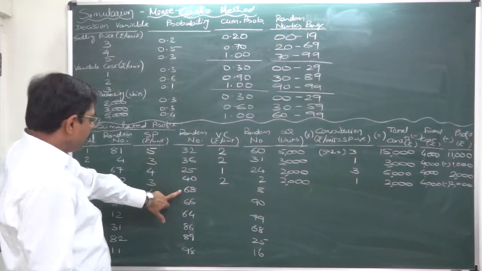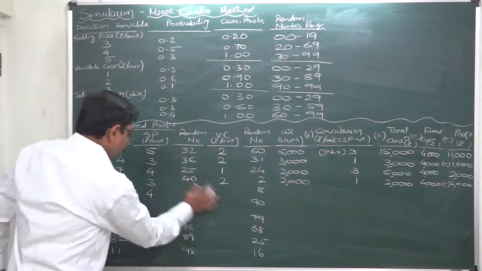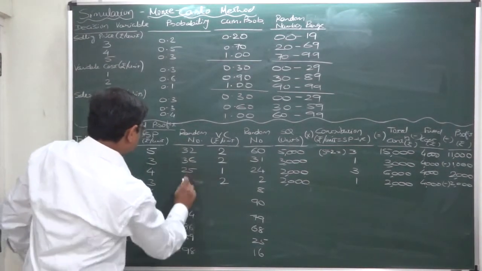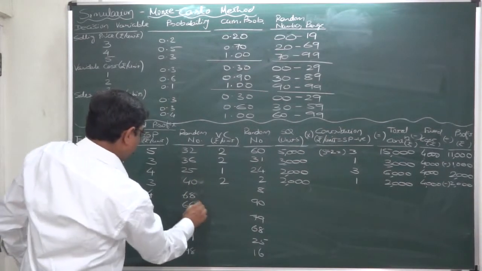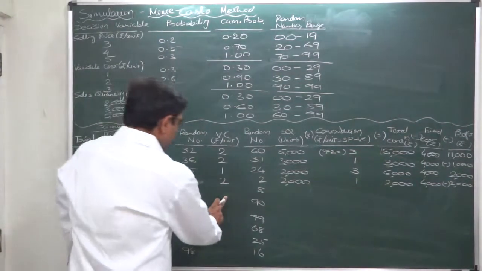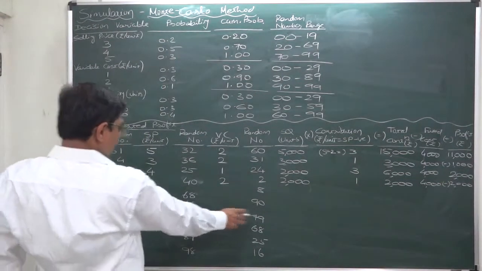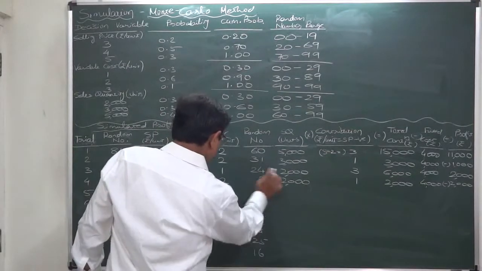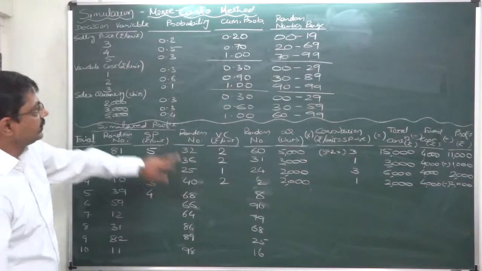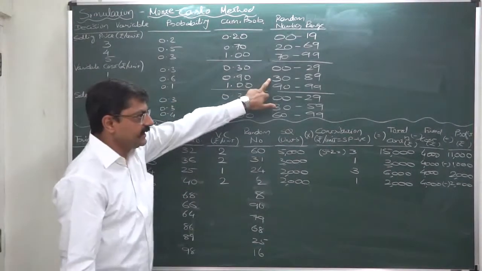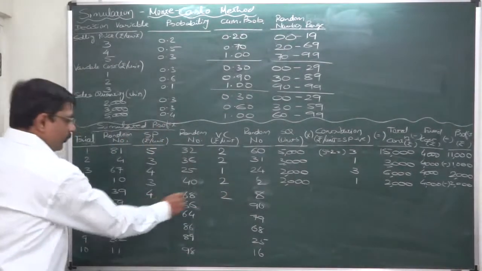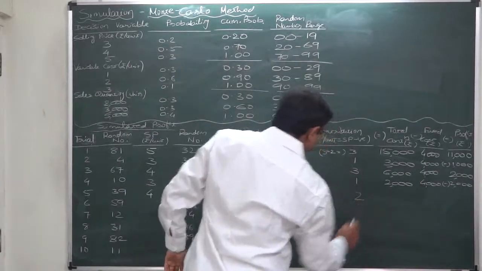Second random number in the fifth trial is 68. That stands for variable cost. 68 falls in the range 30-89. So variable cost relevant is 2. 4 minus 2, contribution will be rupees 2.